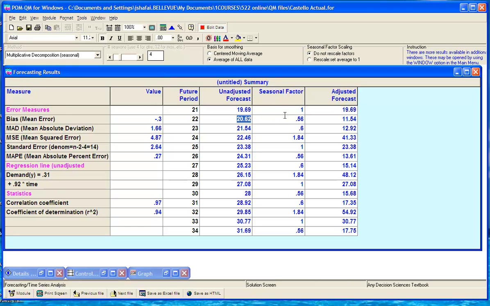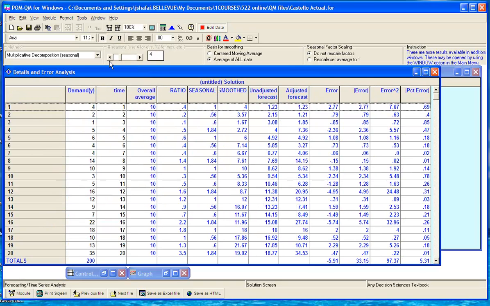Then you multiply it by the seasonal factor for that period, for quarter 2, and you will get the adjusted forecast of 11.54. So these are the adjusted forecasts in this very last column. The next window is the details and errors analysis.